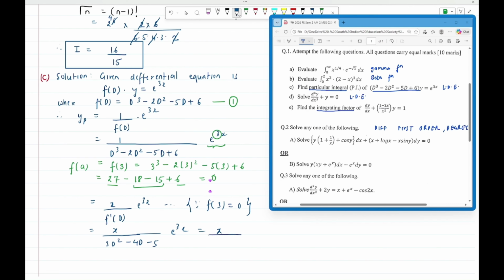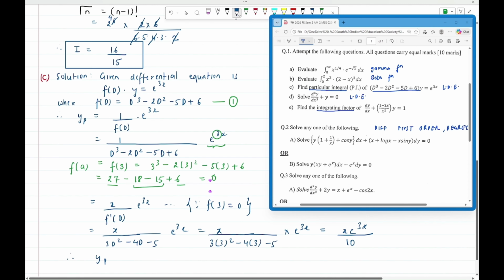So we have x in the numerator. Then this is going to be 3 times 3 square minus 4 times 3 minus 5, and here we are going to have e raised to 3x. So this becomes x e raised to 3x divided by 27 minus 12 minus 5, which is 10. Thus we have that the particular integral yp is equal to x e raised to 3x upon 10.